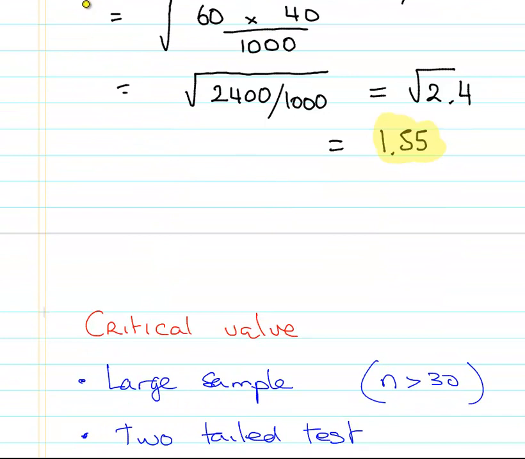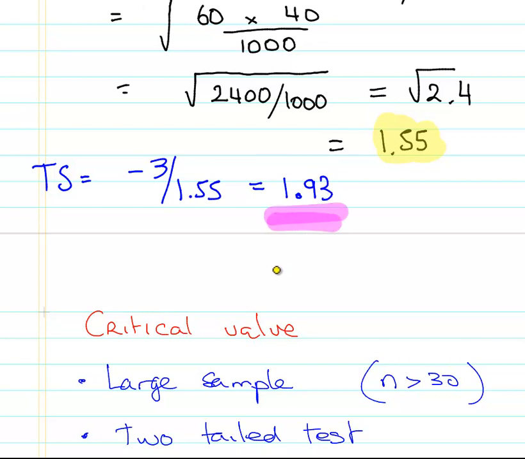Now, the last bit is, let's actually calculate the test statistic. The test statistic is 57 minus 60, which is minus 3, all over 1.55. I make that to be 1.93. So that is my test statistic there, 1.93. Okay, so that's that part done. Now you can almost see I'm setting up for the next part here, which is the critical value.